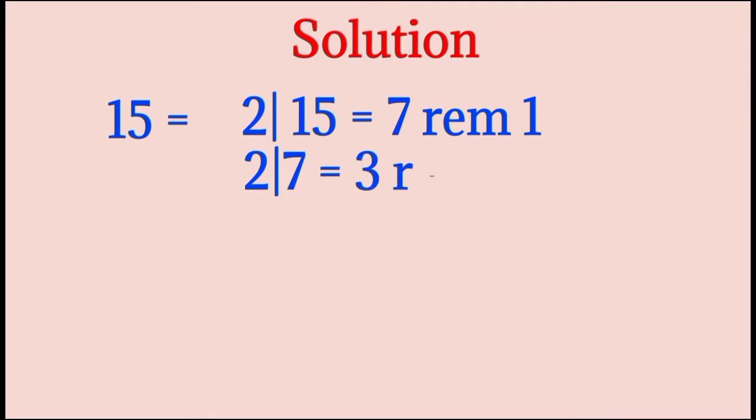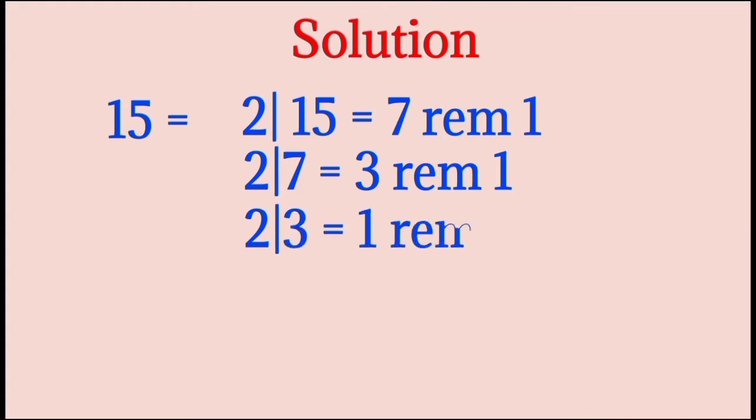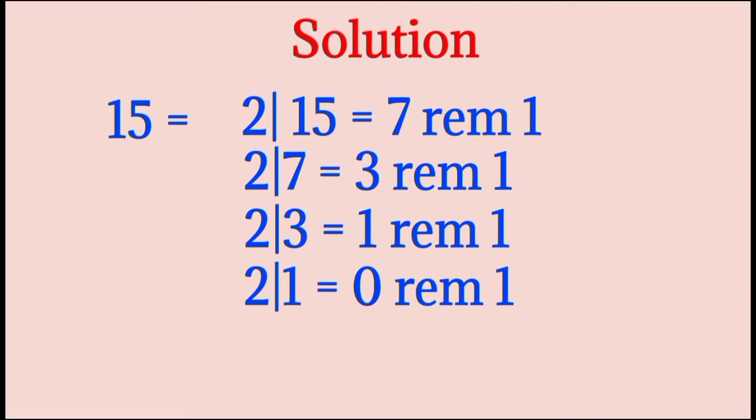So here we have 7 divided by 2, which is equal to 3 remainder 1. Then we are also going to divide this 3 by the same 2 and keep the remainder. So in this case, we have 3 divided by 2, which is equal to 1, remainder 1. Then finally, we are going to divide the 1 by this same 2 and keep the remainder. But 1 divided by 2 cannot, so you keep it as 0 and keep the remainder 1.